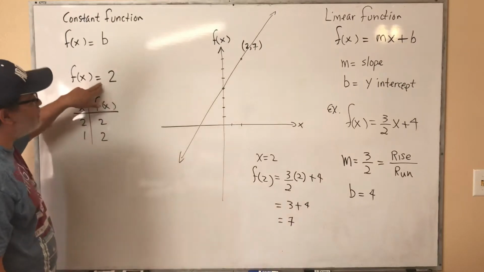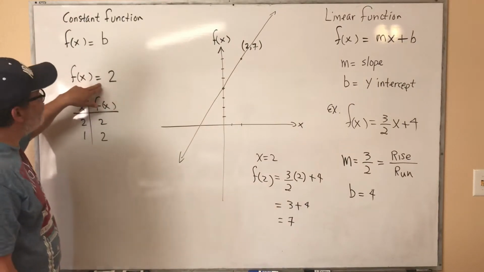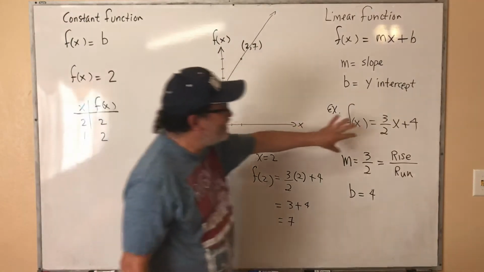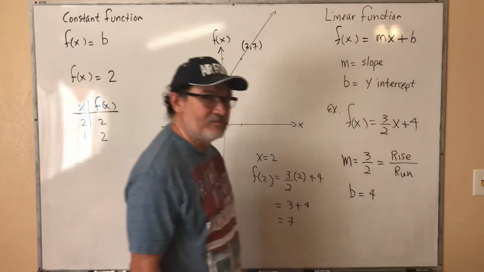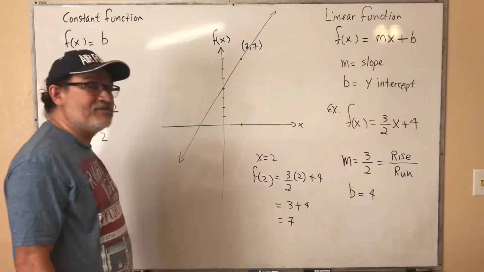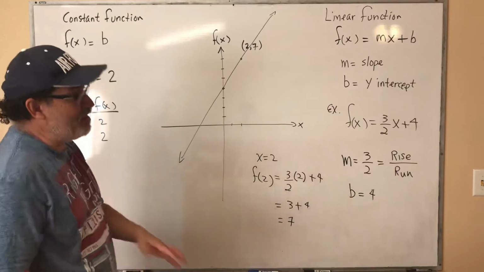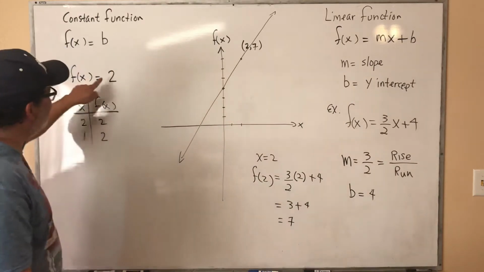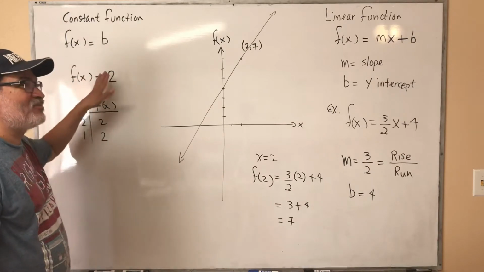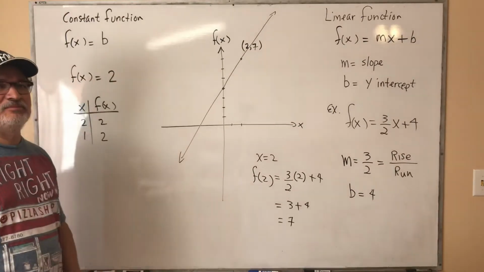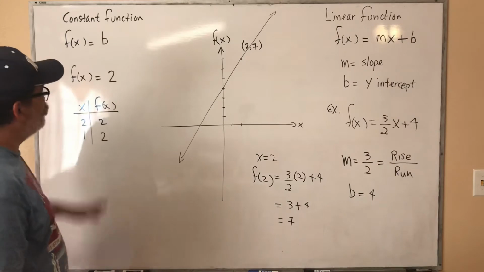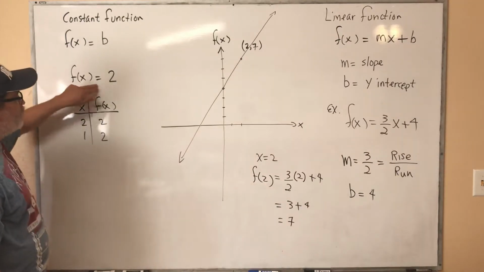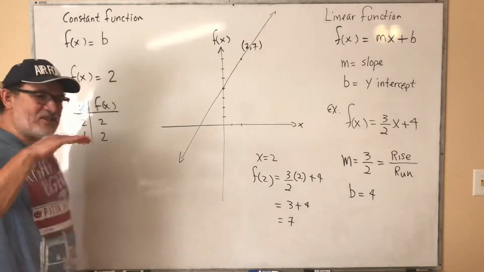By the way, this also satisfies the definition of a linear function. Except, you know what this is missing? You know what's missing for this one? It's missing the mx. That's what is missing. In reality, the slope is 0. The slope is 0 here. Here we have 0x plus 2. Okay? So note, when f of x equals a number, that's a horizontal line.